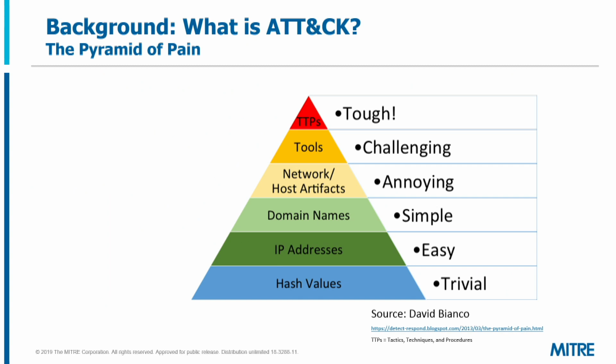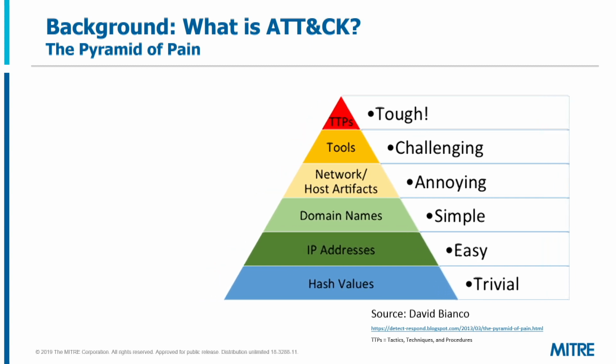So as background, I'm sure we've all seen the pyramid of pain, but if you haven't, it's something that David Bianco created to describe things that we as defenders tend to look for, organized by how hard they are for adversaries to change. So things like hashes, IP addresses, domain names, those are things we tend to look for as defenders. They're really useful for us, but they're pretty easy for an adversary to change.